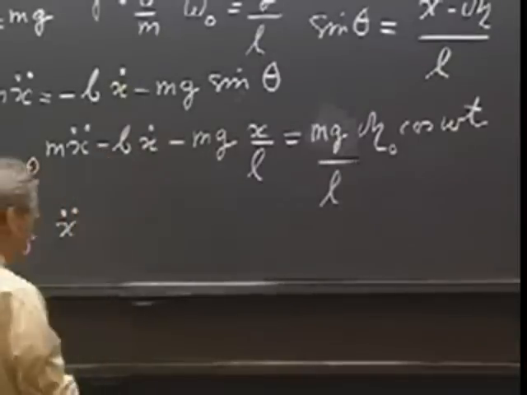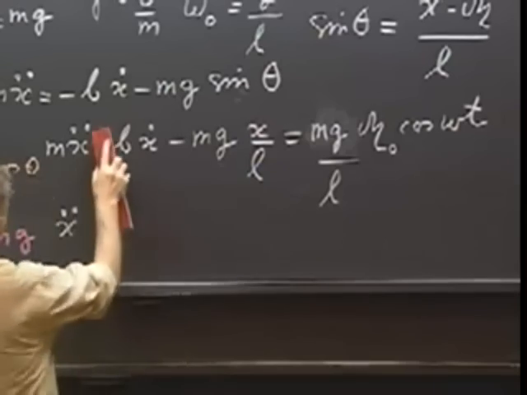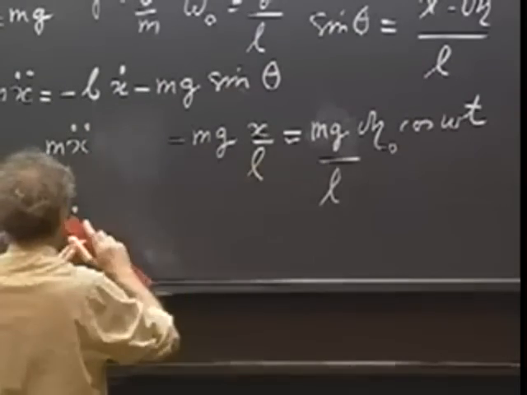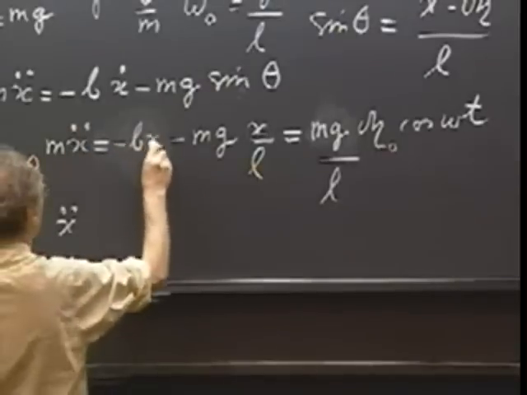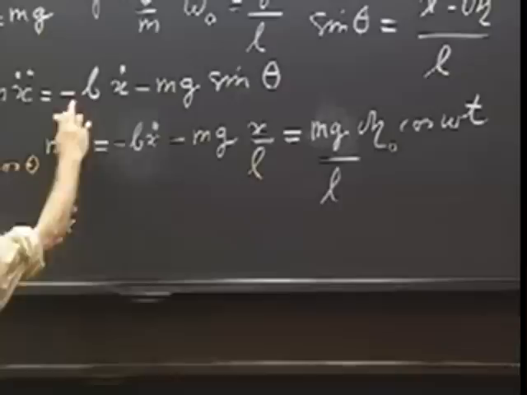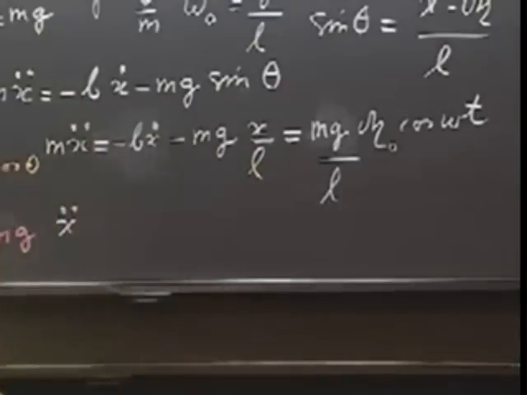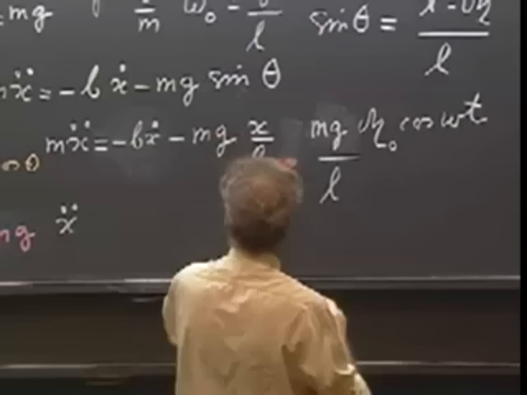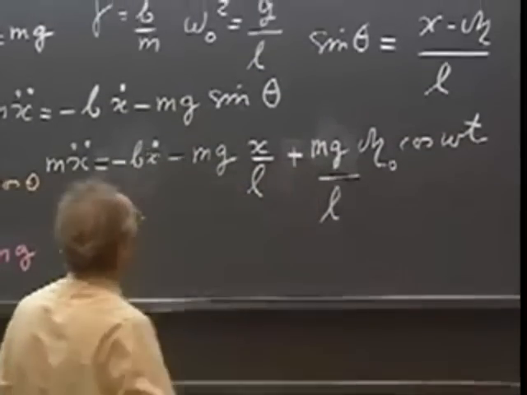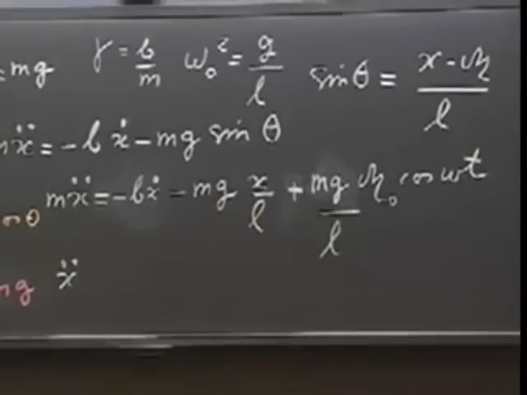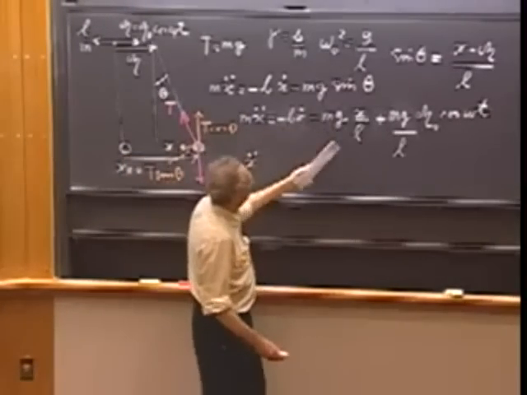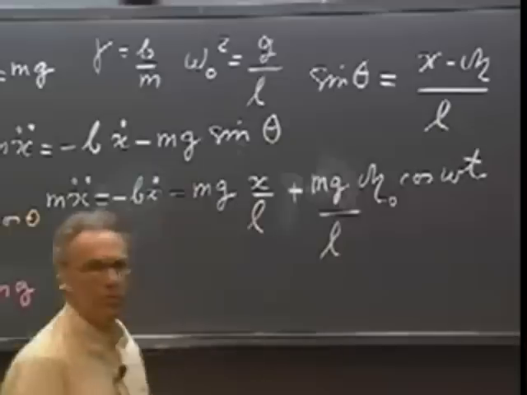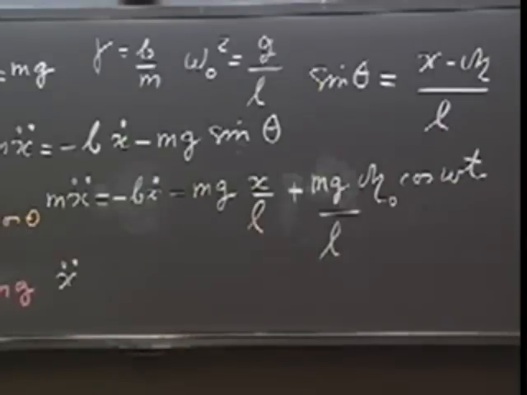There's an equal sign here. You should not be sleeping. You're not supposed to sleep. This is an equal sign, minus b x dot, right? Equals minus b, yeah? We're in business now. You're all sleeping, my goodness. m x double dot minus b x dot minus mg x over L, and then the minus and the minus becomes plus. All right, try not to sleep.